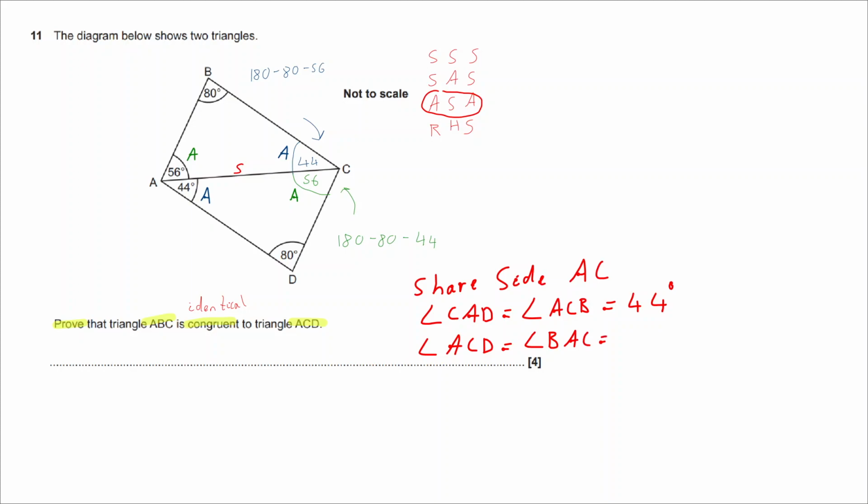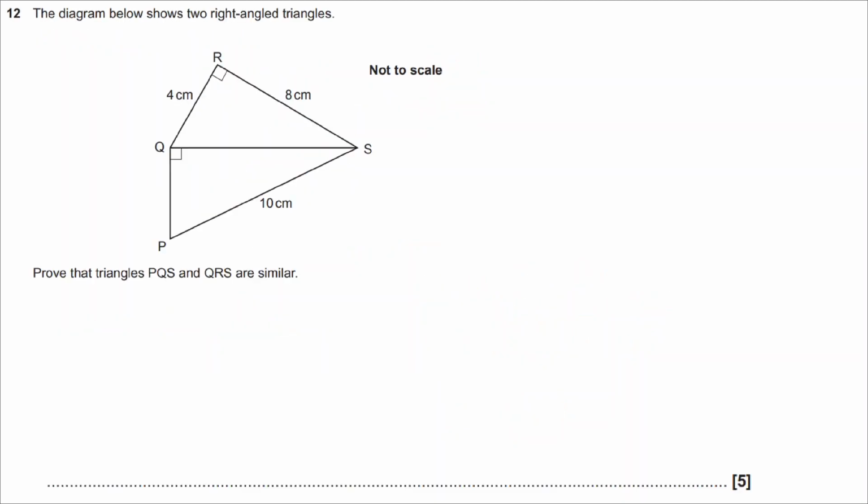BAC, which is equal to 56 degrees. Therefore, okay, they are literally ASA triangles. ASA. And that is your proof. Good. You should make sure that you write this here. You do need to write this. Okay, that is important. But there we go.